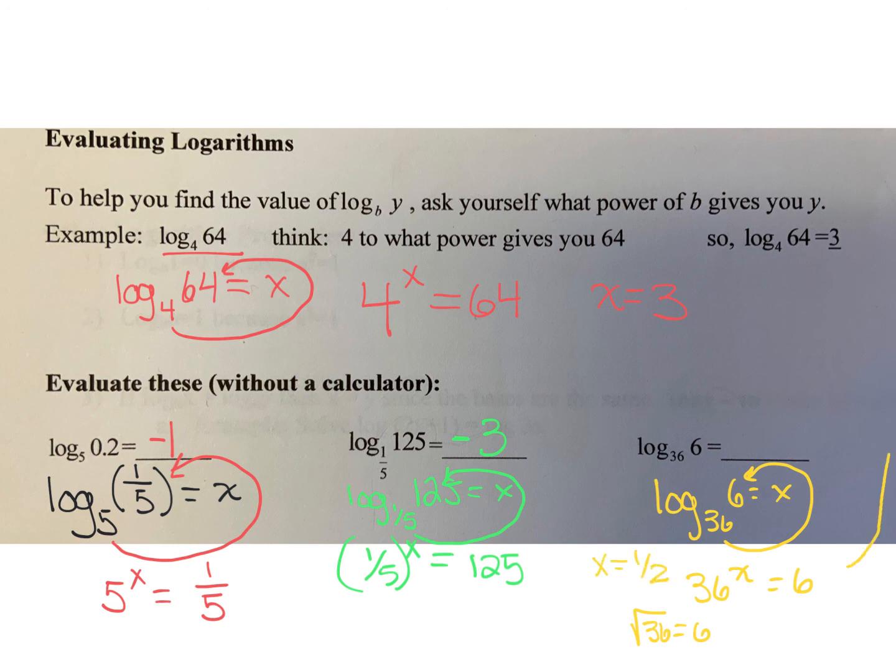I'm going to go up top and help you with this. If I want to take this and rewrite it in exponential form, it's 36 to the power over the root. This is 36 to the first power, and that's the square root. So that's where I got my 1/2 answer from.